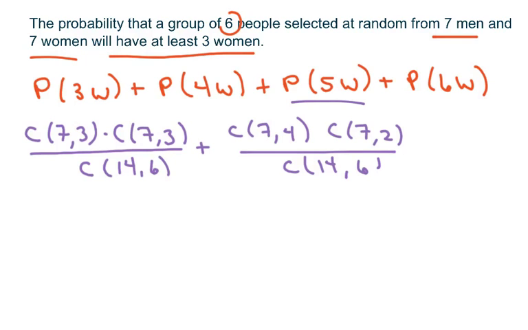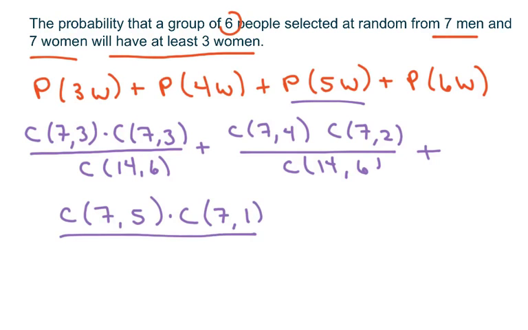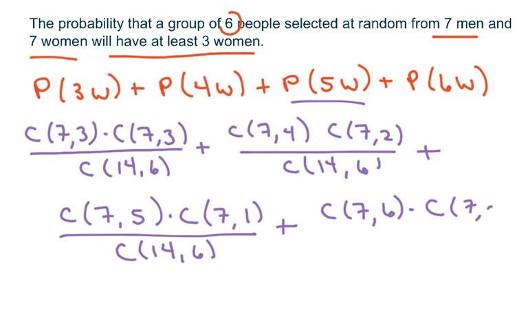And then for this one, it would be plus C 7, 5 times C 7, 1 over the same denominator. And the last one would be C 7, 6. And we really don't need to put this one, C 7, 0, that just equals 1. So you can put it down if you want. So this is C 14, 6.